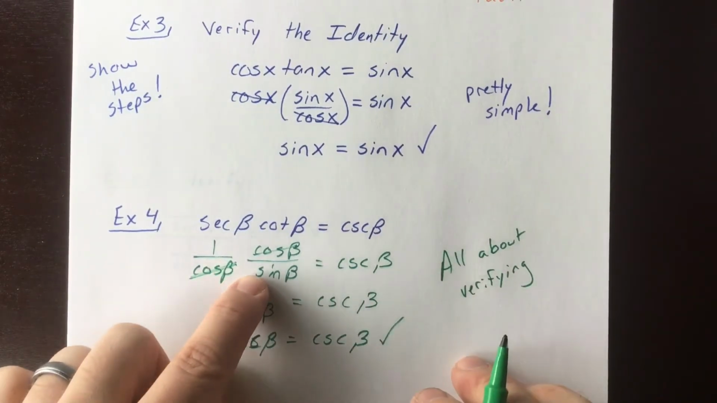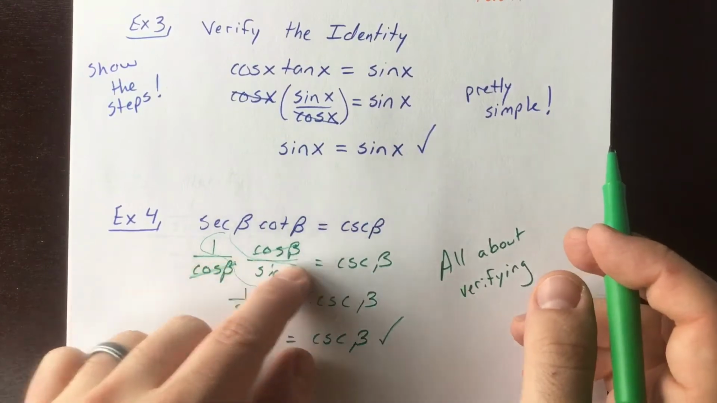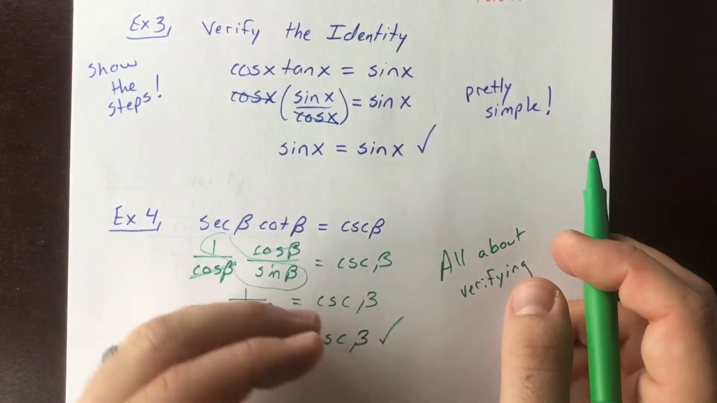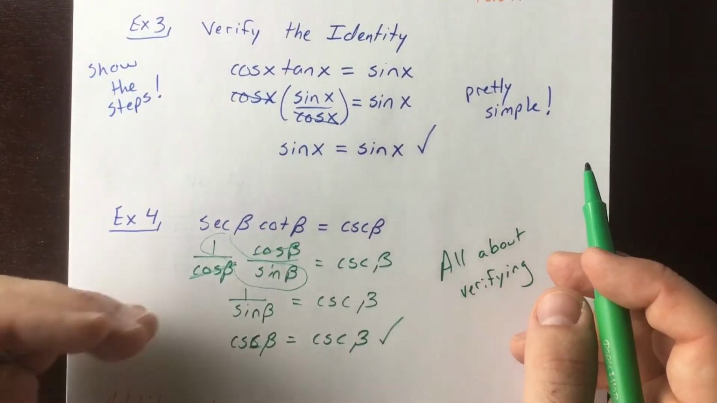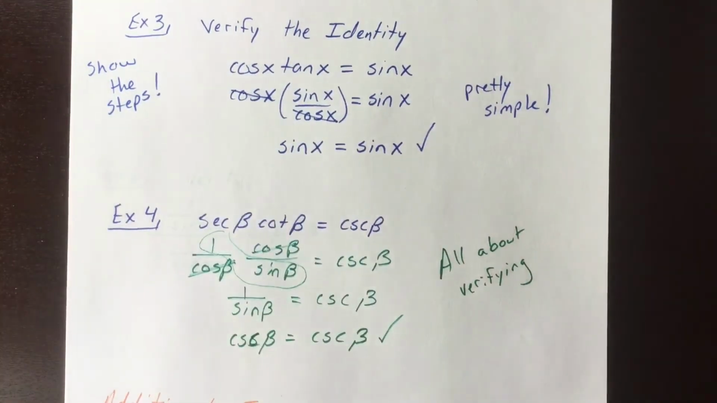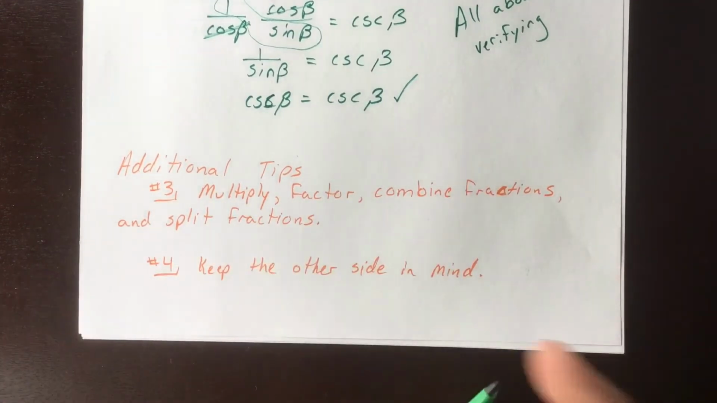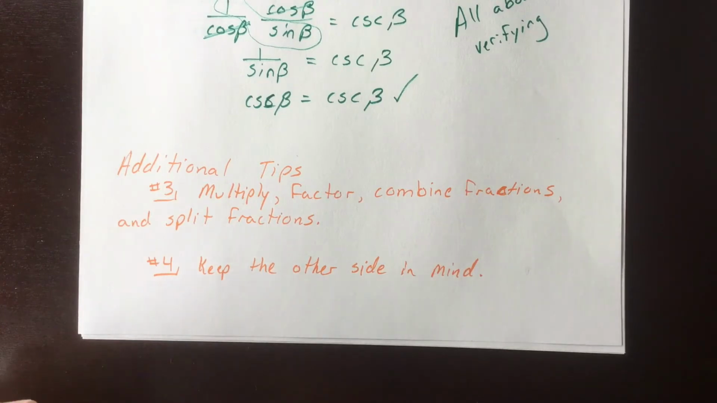Yes, we knew from up here, maybe you saw, we had 1 and we had sine of beta. Yeah, that's good. That's what we wanted. We're verifying, so we show the steps in this whole process. Okay, so more hot tips. Along with the first two: multiply, factor, combine fractions, split fractions.